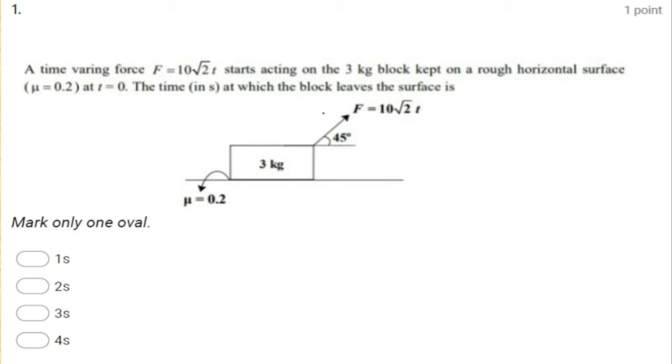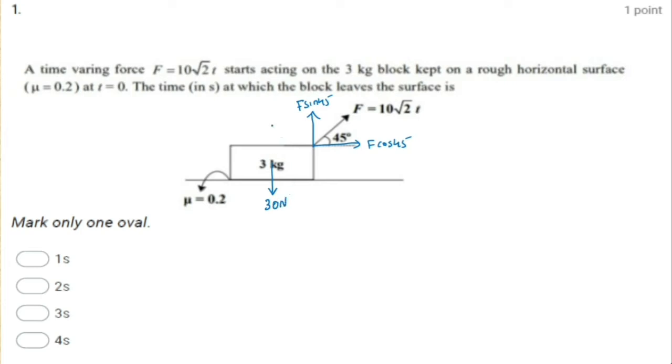Just before doing this question, let's resolve this force acting vertically and horizontally. What is the component along the horizontal direction? You can see here that is equal to F cos 45 and the vertical component is F sin 45. Which other forces are acting on the 3 kilogram block? On the block there is a force acting downward, that is the weight mg, that is equal to 3g, that is equal to 30 Newton.